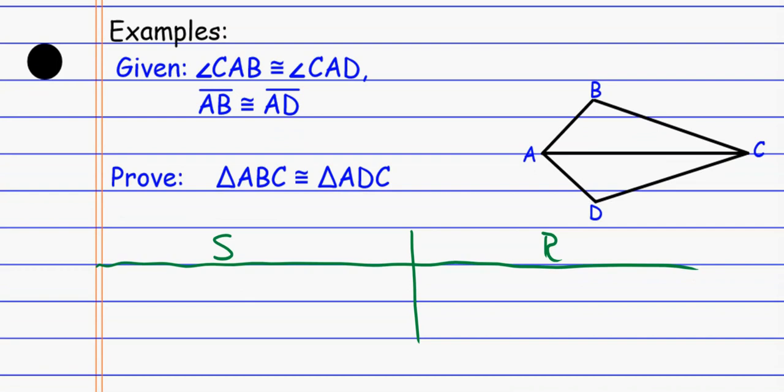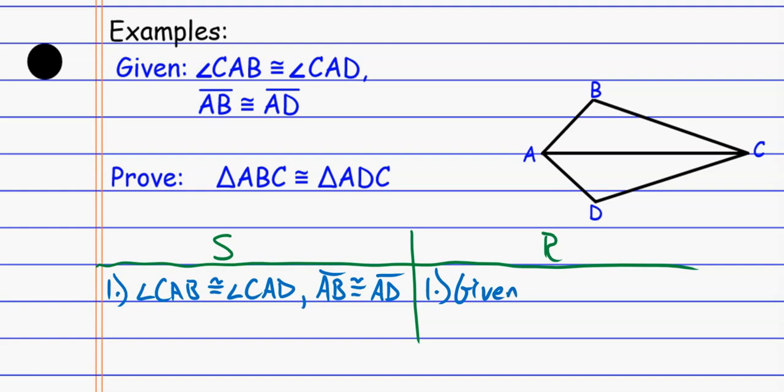All right. So this one, I'm going to start with what I know, like always. Angle CAB is congruent to angle CAD. And segment AB is congruent to segment AD. And again, that's given. And of course, the first thing I like to do once I have that down is I want to label this on the picture. All right. I like to see it over here.